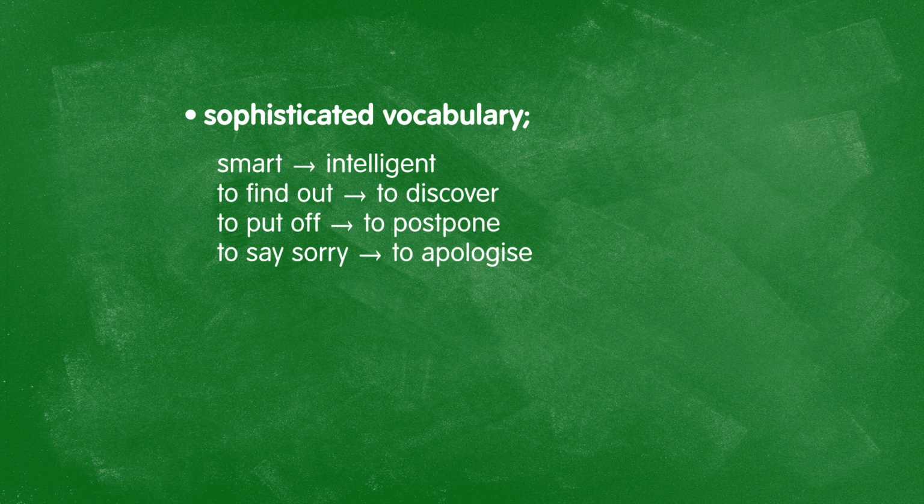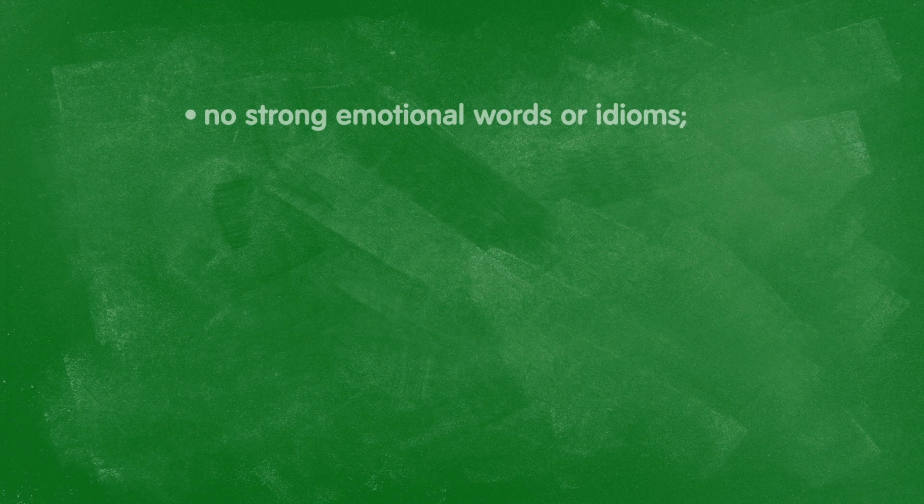By this, I mean that instead of saying words like smart, you should instead say intelligent. Also, avoid using any phrasal verbs in English. For example, instead of to find out, you should say to discover. And instead of to put off, to postpone. And to say sorry, to apologize. Here, every phrasal verb in English has a singular verb equivalent. That is the verb that you are going to need to use, particularly in formal writing.